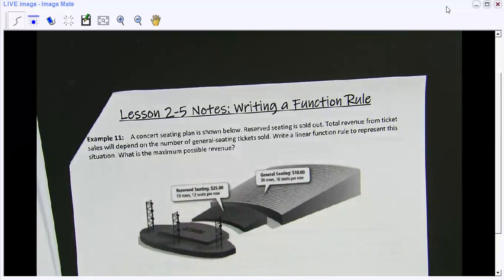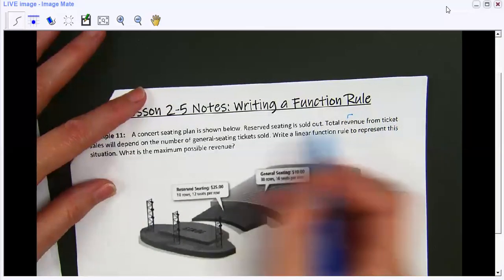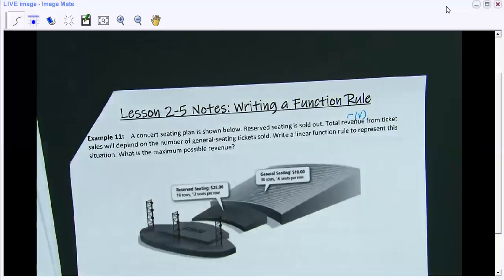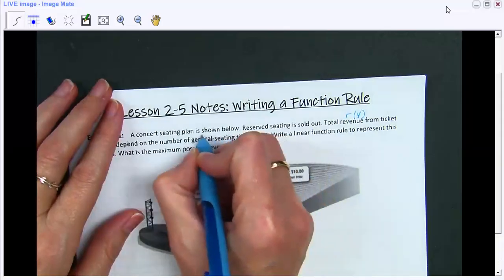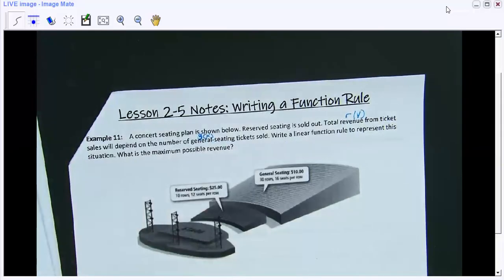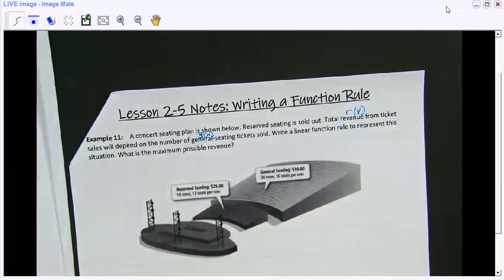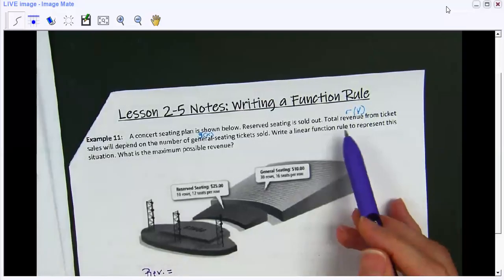Okay, first of all, this says that the total revenue from the ticket sales depends on, so that means that the R, the revenue, is our Y, our dependent variable, on the general seating tickets sold. So this would be like, I'd represent that by G, which is X, our independent variable. Okay. That helps me to kind of look at this and know where I might put some of these things. So our revenue equals, okay, so let's look at this for a second.